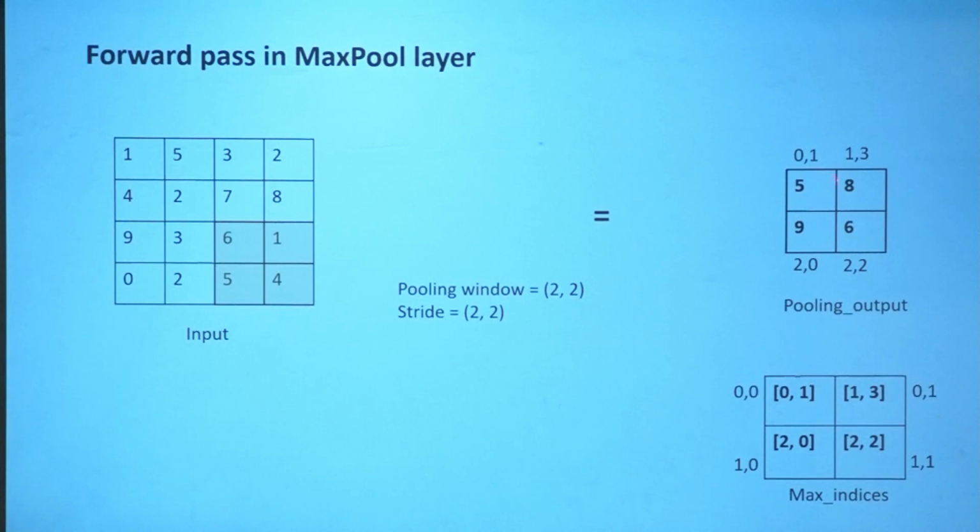So the first element is 5. 5 is brought from the position (0, 1) of the input matrix. That index value will be there in this one. This has to be recorded during this max pooling operation. If you are able to do this, then it will be easy for you for back propagation.